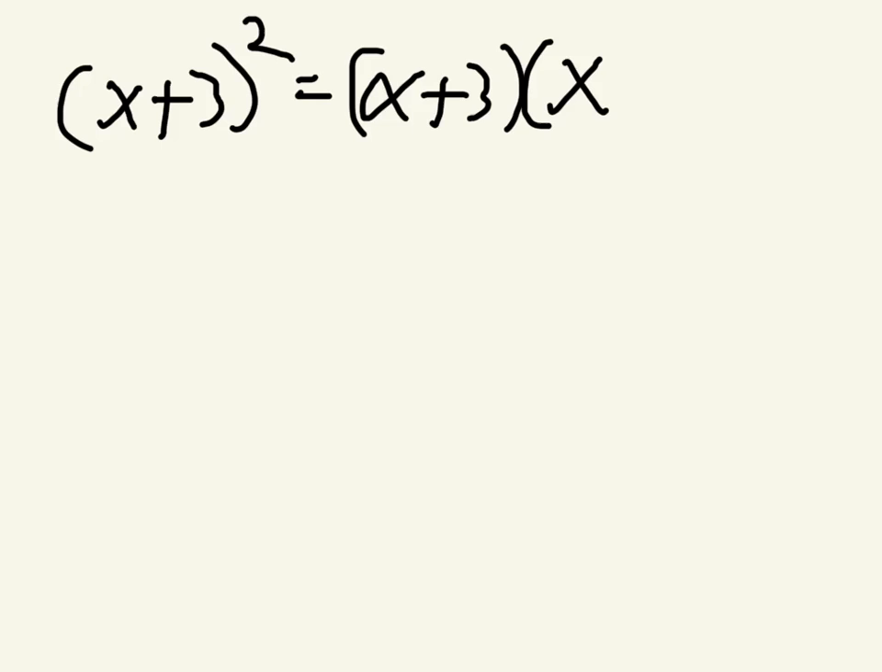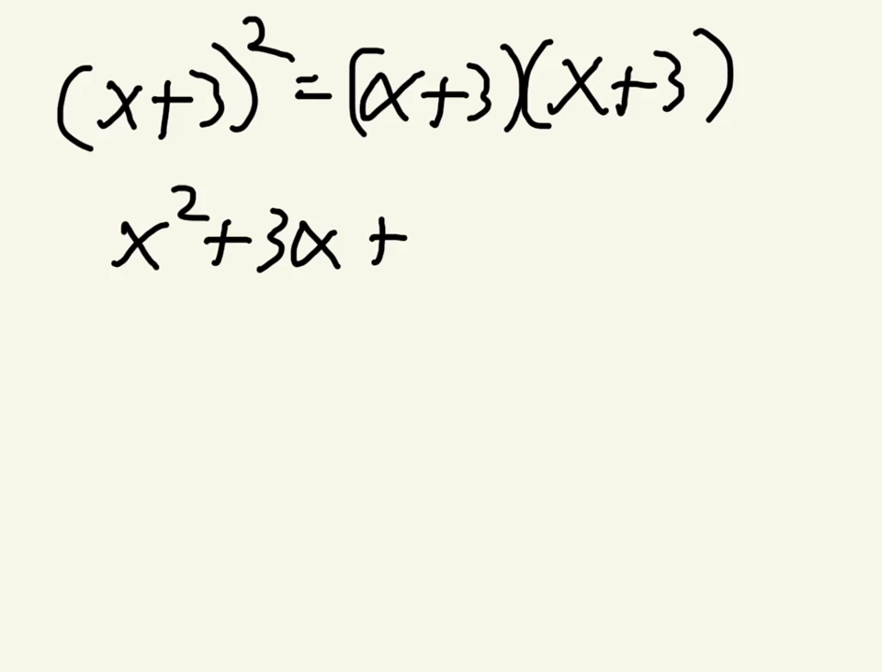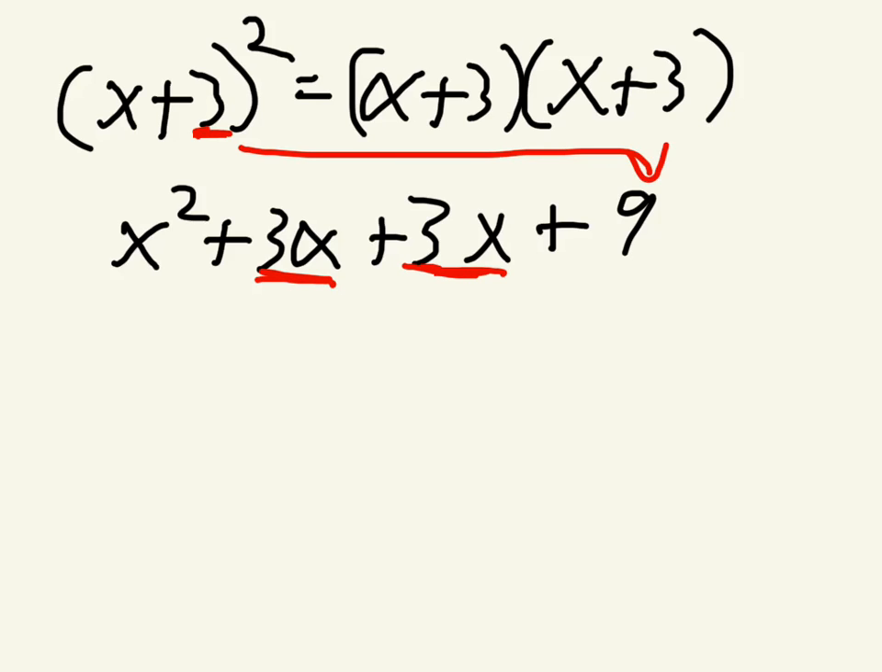So x plus 3 squared is going to be x plus 3 times x plus 3. Okay, if we FOIL that out, it'll be x squared plus 3x plus 3x plus 9. Okay, how many 3x's do we have? We have 2 3x's. We have 1 and we have 2. So you'll notice we have a 3 up here and we have 2 3x's down here. And with this 3, we also have a 9 here.